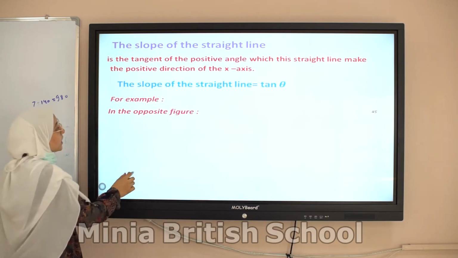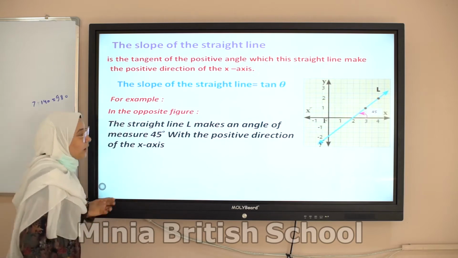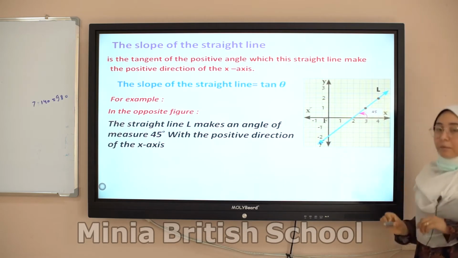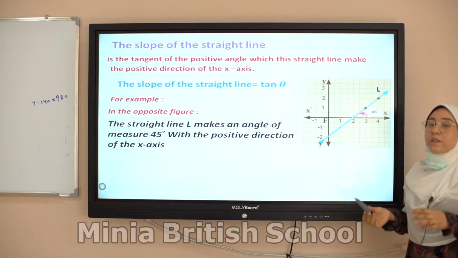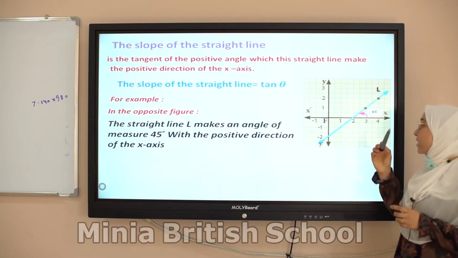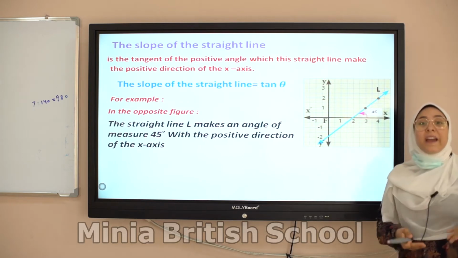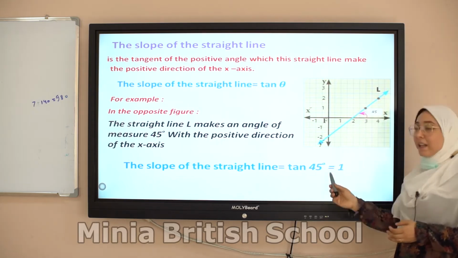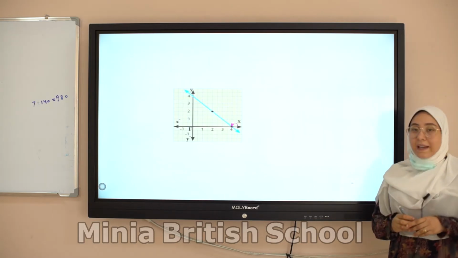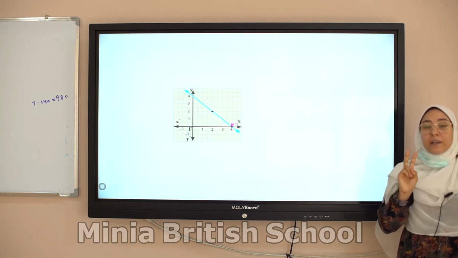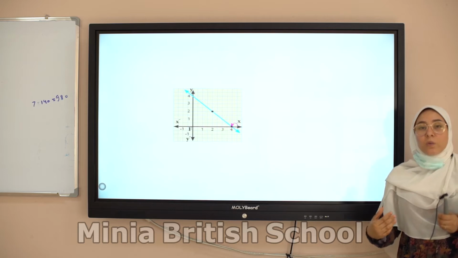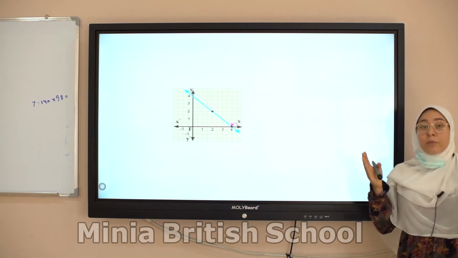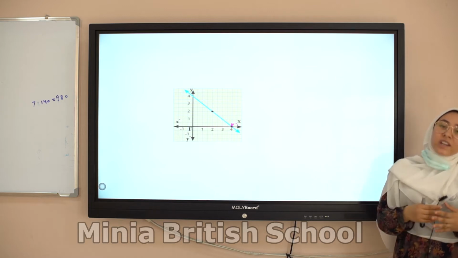For example, in the opposite figure, the straight line L makes an angle of measure 45 with the positive direction of the x-axis. So the slope of the straight line L equals tan 45, and we know tan 45 equals 1. So the slope of the straight line L equals 1. So now I have two rules to calculate the slope: (y2 minus y1) over (x2 minus x1), and second, tan theta, where theta is the positive angle which the straight line makes with the positive direction of the x-axis.